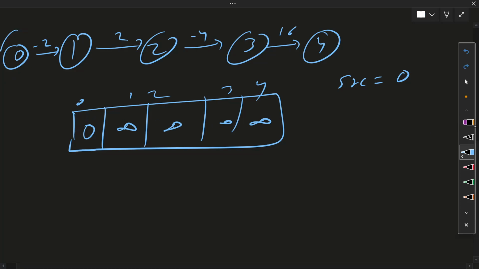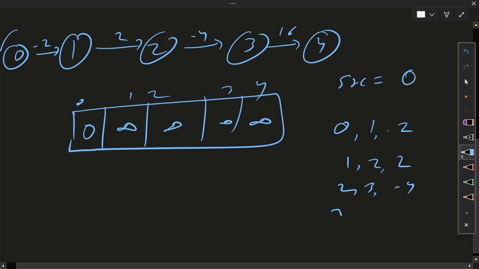Before that, no, I will not take 0, I will take 1. So no, let's take 0, then I will tell you why we need to take 1 also, there is an edge case. So first let's start with this. We have 0 to 1 with minus 2, 1 to 2 with 2, 2 to 3 with minus 4, 3 to 4 with 16. So first it will only update this.